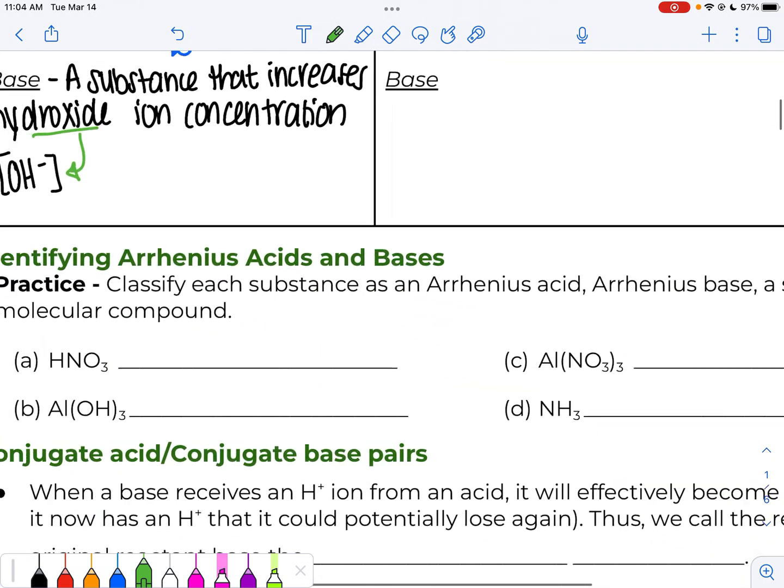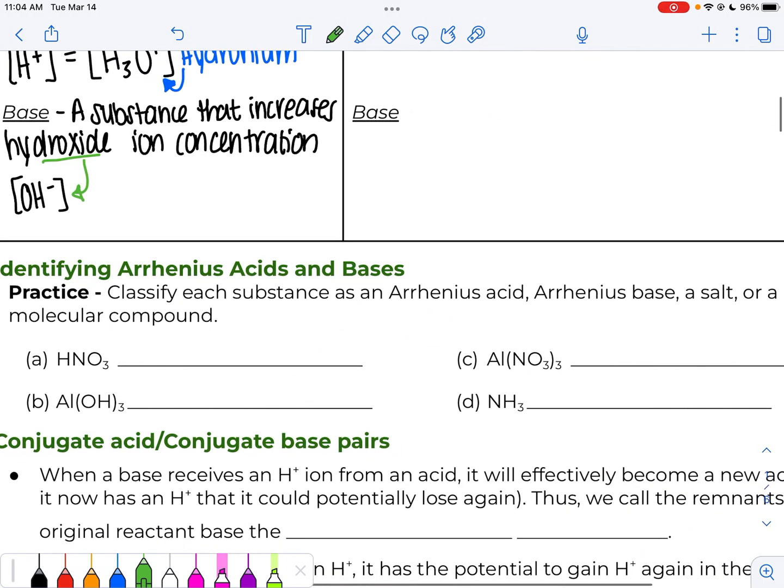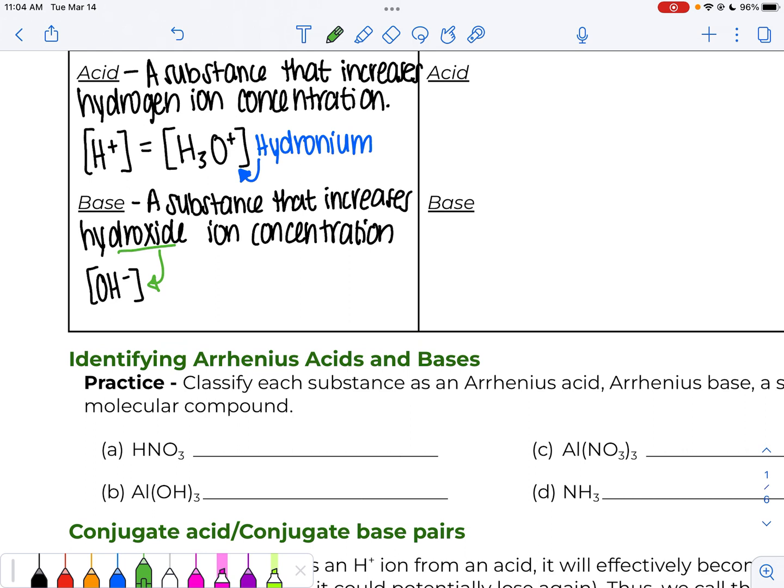So I've got 4 substances for you here. HNO3 is our first one. So we're going to take a second to decide, is this thing an Arrhenius acid, a base, a salt, or a molecular compound? So according to Arrhenius, an acid is something that increases hydrogen ion concentration. And if we look at HNO3, we see that little hydrogen attached right there. So when this thing dissociates in water, that means it's going to increase hydrogen ion concentration. So this must be an Arrhenius acid.